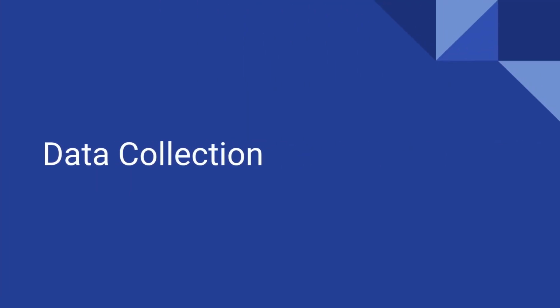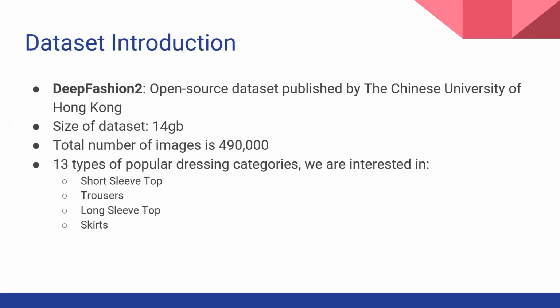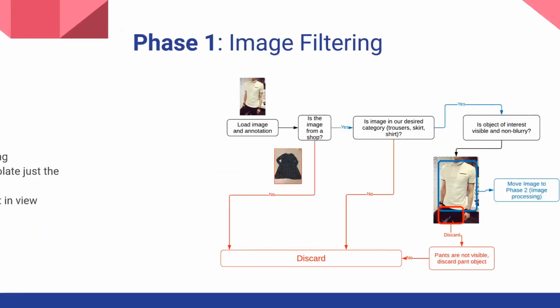Now, I'll be talking about data we used for training. We used an open source dataset called Deep Fashion 2, which contains about 490,000 images. For our training, we are only interested in trousers, tops, and skirts. The dataset is structured with an image and a corresponding annotation that contains the source category, the bounding box, the segmentation, and the visibility. We remove objects with less visibility.